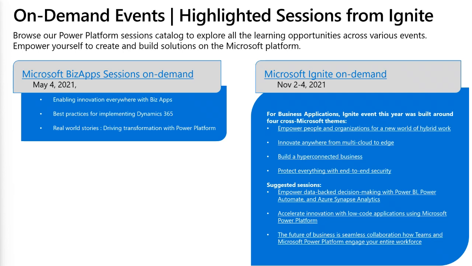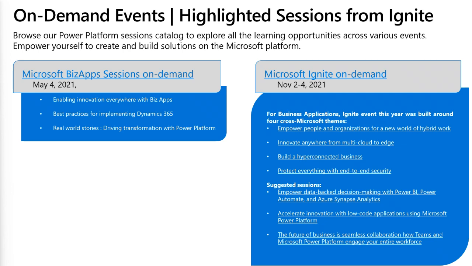The Biz Apps event happened on May 4th, and we just wrapped up the Ignite sessions on November 4th. At the Biz Apps event, you can learn and catch up on content such as enabling innovation everywhere with Biz Apps, and best practices for implementing Dynamics 365. I really recommend this one. And then also real world stories, driving transformation with Power Platform. Those are all good content because you can learn from what customers have been doing and relate to the stories they have shared and experienced, driving their transformation with Power Platform. So 3 good suggestions here.